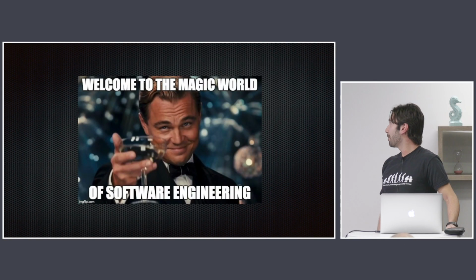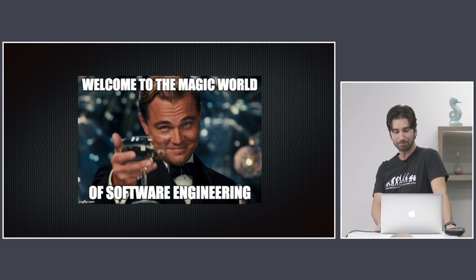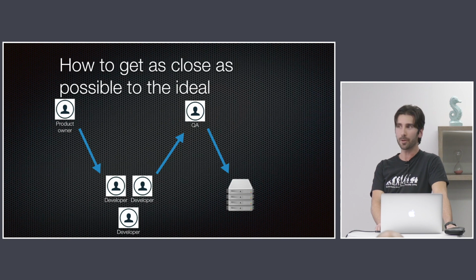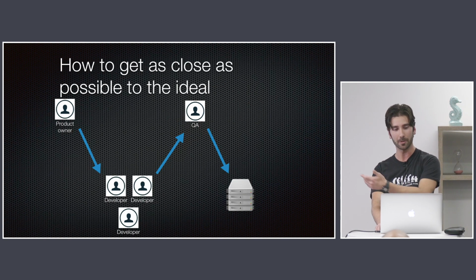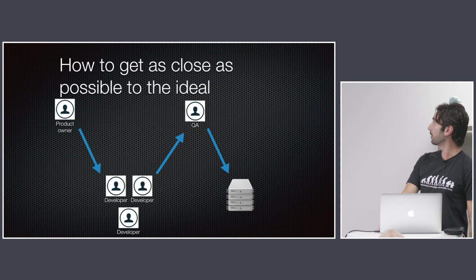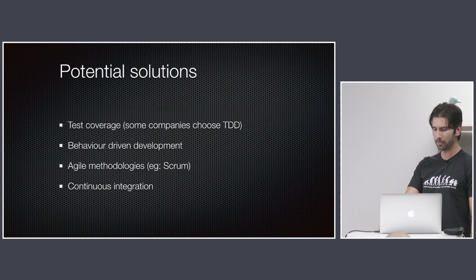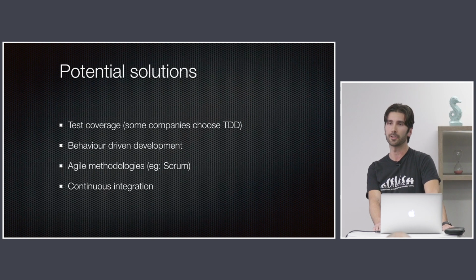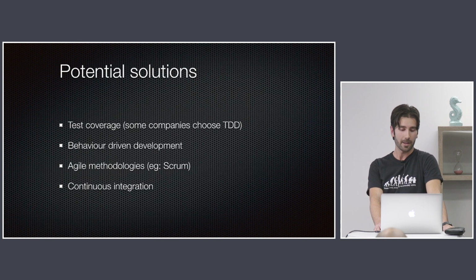So, welcome to the magic world of software engineering. That's how things can be sometimes, but we want to find a way to get back to at least as close as possible to this ideal. There are many ways to achieve this, and it's not the main topic today. So just to cover a few, we really need to get the test coverage. It doesn't have to be TDD, but at least some sane test coverage. We can even pump it up to behavior-driven development, so that solves a few problems.